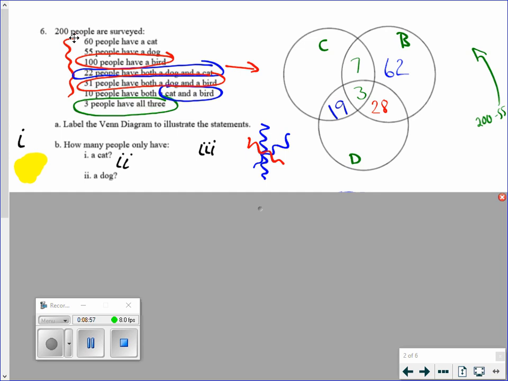All right, and again, if you were stuck, this is a good time to put me on pause and see if you can do the other ones. All right, so for the dog, there should be a total of 55 people there.